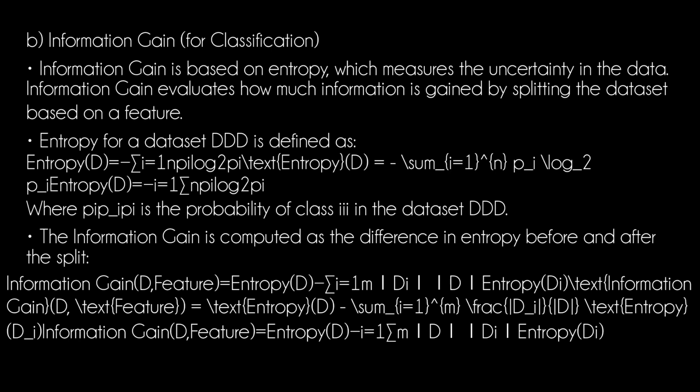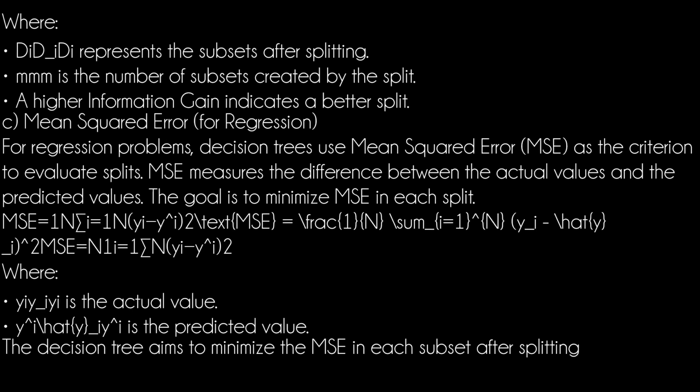Information gain. Information gain is based on entropy, which measures the uncertainty in the data. Information gain evaluates how much information is gained by splitting the dataset based on a feature. Mean squared error. For regression problems, decision trees use mean squared error, or MSE, as the criterion to evaluate splits. MSE measures the difference between the actual values and the predicted values. The goal is to minimize MSE in each split.